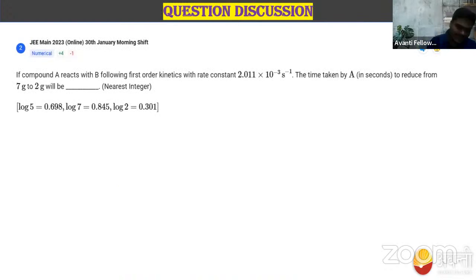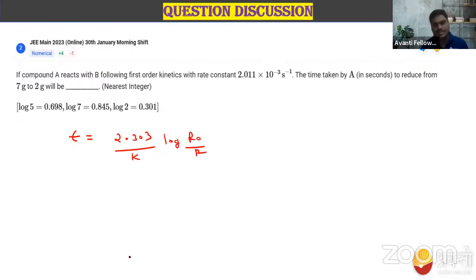Now, move to the next question. This question is also very, very important. According to this question, compound A reacts with B, following first order kinetics with a given rate constant. The time taken by A, in seconds, to reduce from 7 gram to 2 gram, how will you calculate it? Again, this is from first order. So we know the formula: the time required is equal to 2.303 divided by K, and this is log R naught by R.